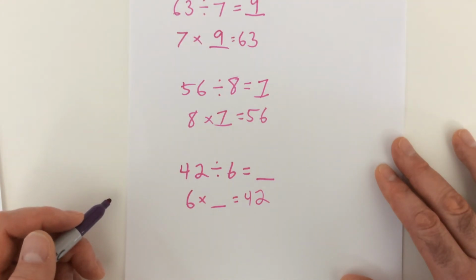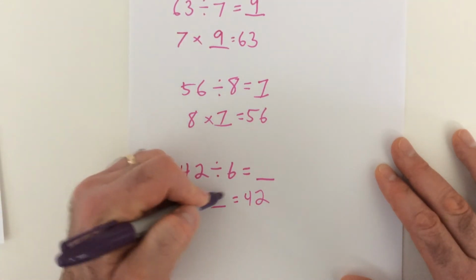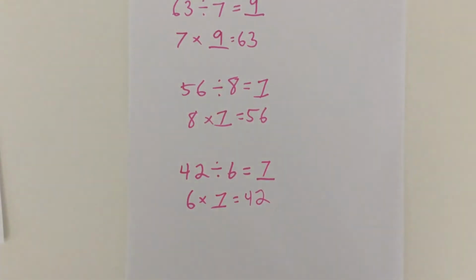Okay, I know 6 times 10 is 60. That's too big. 6 times 5 is 30. That's too small. So 6 times 6, 36. Closer. 6 times 7, 42. There we go. Okay, and sometimes that's what it takes, just doing some skip counting from numbers that you do know. All right.